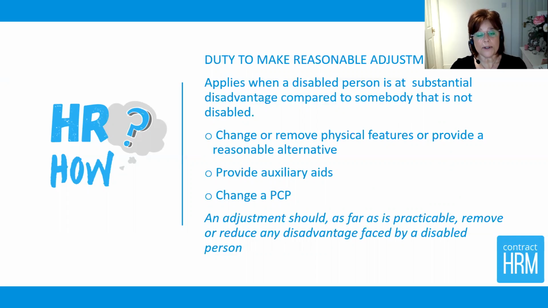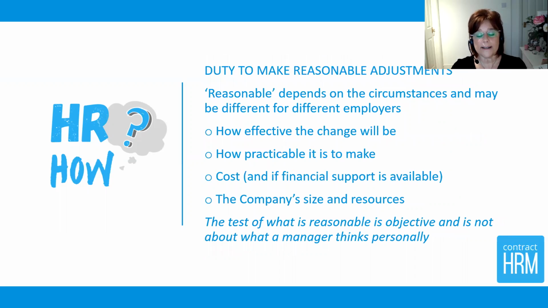So some examples here of a reasonable adjustment might be to change or remove physical features or provide a reasonable alternative. It might be to provide auxiliary aids or to change a provision, criteria or practice. An adjustment should, as far as is practicable, remove or reduce any disadvantage faced by a disabled person. Reasonable depends on the circumstances and may be different for different employers.